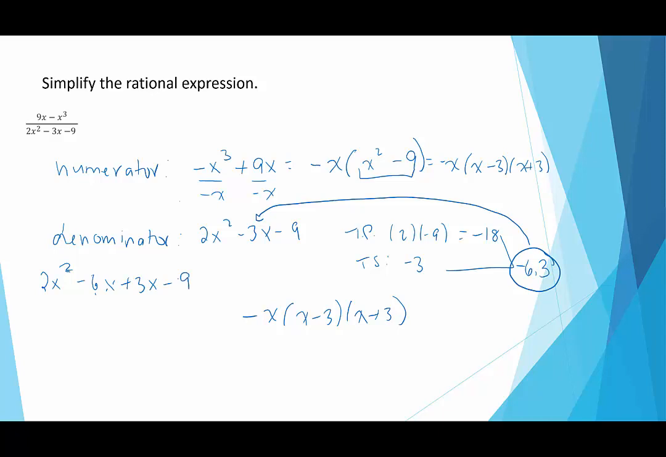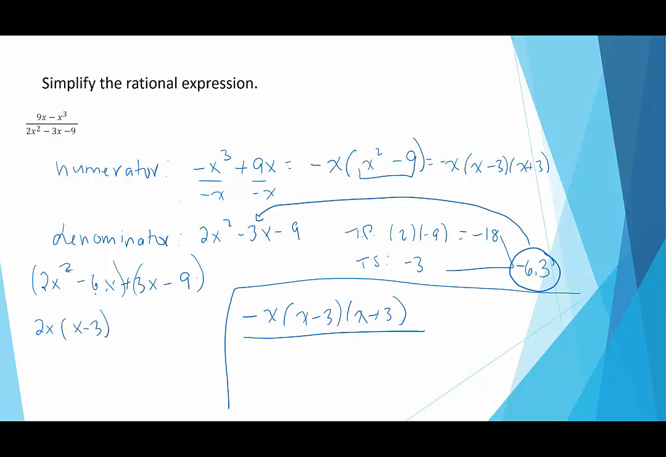Now that we have 4 terms, we can factor by grouping. So I'm going to group my first 2 terms, group my second 2 terms. I'm going to keep this off to the side here because this is just the rest of my work, and pull out the GCF from each grouping. So 2x squared and 6x have a common factor of 2x. That leaves behind x minus 3. The second grouping, I have a GCF of 3. When I divide 3 into both of these, I'm left with x minus 3.